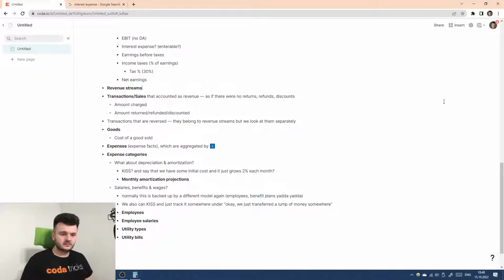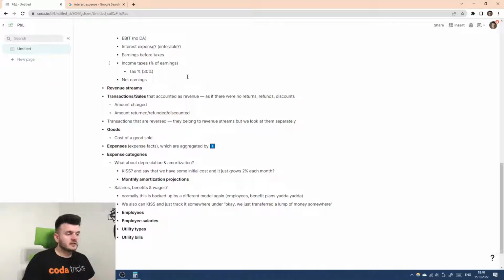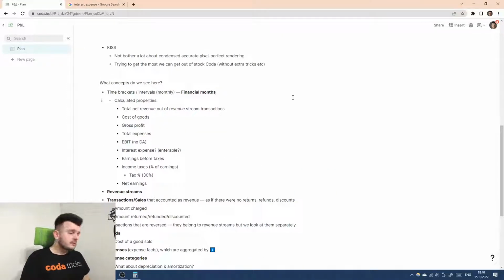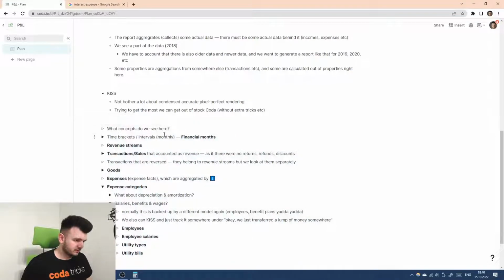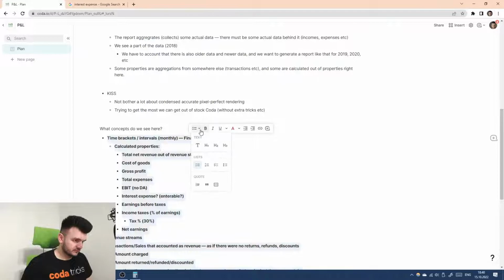Okay, so let's start creating tables for each of the things we just talked about. And let's also do one fun thing. Let's select all of this and turn this into a collapsible. Oh, no, it didn't do it right. So let's try like this. No.